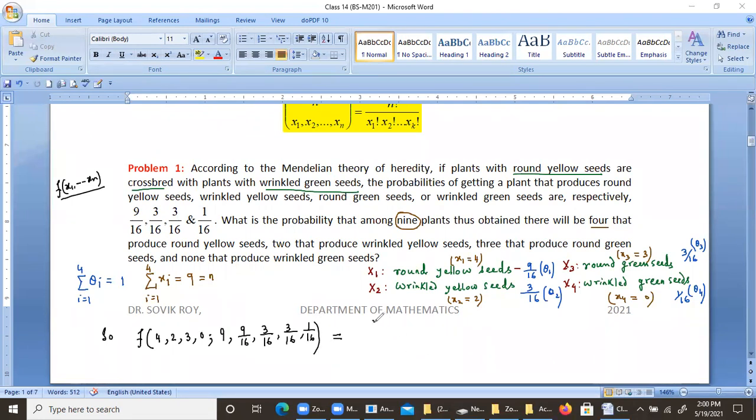So if I write like this, we get 9 factorial by 4 factorial, 2 factorial, 3 factorial, 0 factorial, and theta 1 to the power x1. So this would be 9 by 16 to the power 4, 3 by 16 to the power 2, 3 by 16 to the power 3, and 1 by 16 to the power 0. So we can apply this probability over here and we can calculate it.